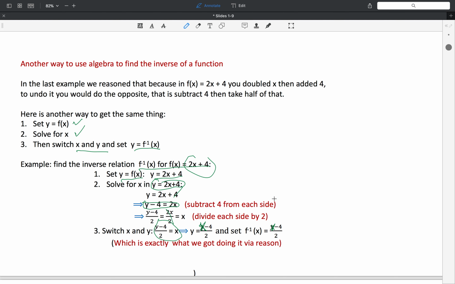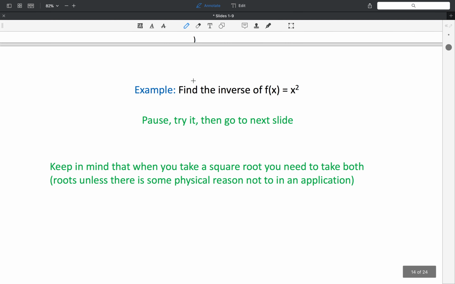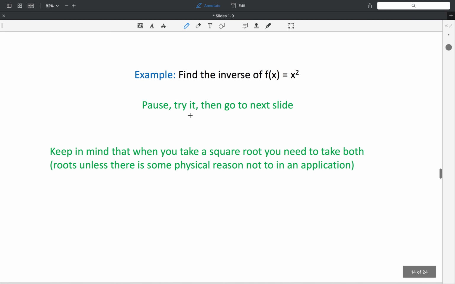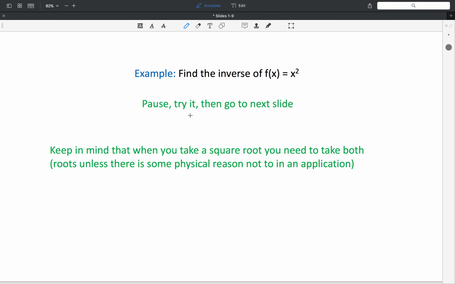So again, that's what I get for f inverse. Just to write it clearly, I get x minus 4 over 2. And that's exactly what I got through algebra, what I got when I'd reasoned through it before. Okay. So here, I want to find the inverse of f of x equals x squared.